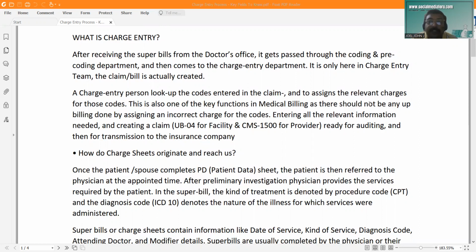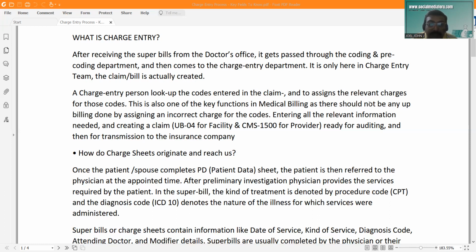After that, when you submit the form to the insurance company, there should be the coding and then the charges relevant to that and other important details. In this video, we are going to see what the important field names in US medical billing are and have an understanding of them.